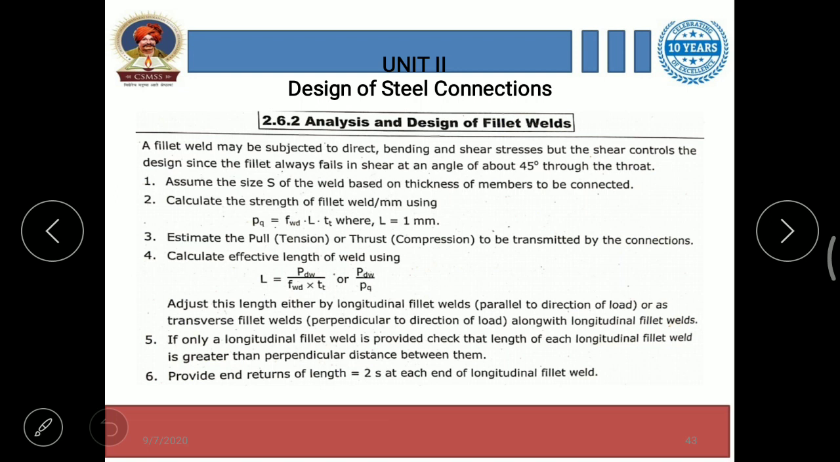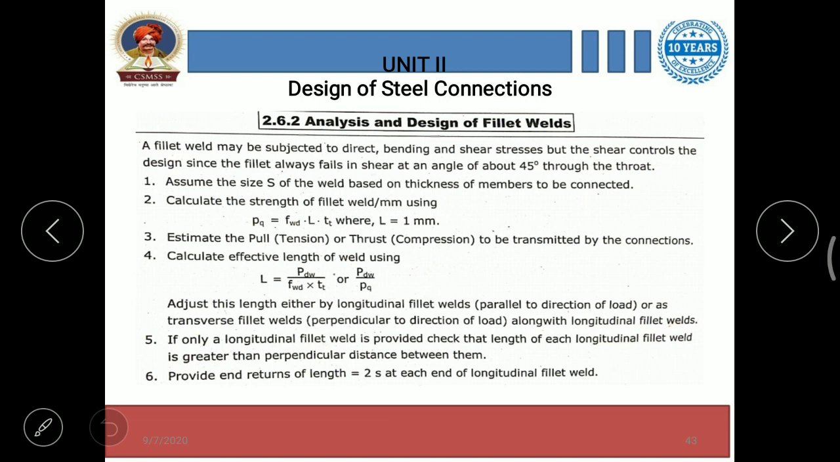First assume the size S of the weld based on the thickness of member to be connected. Then calculate the strength of fillet weld per mm using the formula PDW is equal to FWD into L into TT, where L is 1 mm. Then estimate the pull, or pull means we can also say it is tension, or thrust means compression, to be transmitted by the connections. Then calculate effective length of the weld using L is equal to PDW upon FWD into TT, or PDW upon PQ.